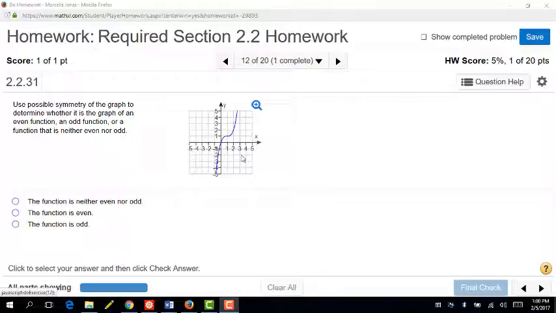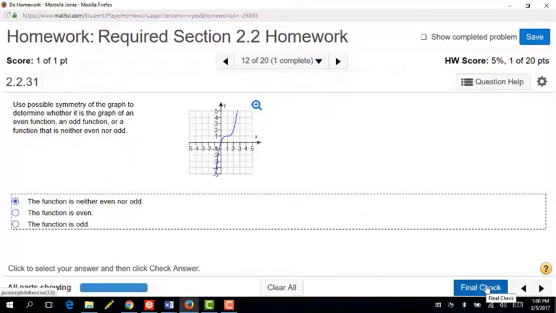But if the graph did have portions in quadrant 2, the mirror image of that should be shown in quadrant 4. So when a graph is odd, whatever portion of the graph appears in quadrant 1, the mirror image appears in quadrant 3. Whatever portion of the graph appears in quadrant 2, the mirror image appears in quadrant 4 whenever a graph is odd. So you don't see that either. So this graph is neither even nor odd.